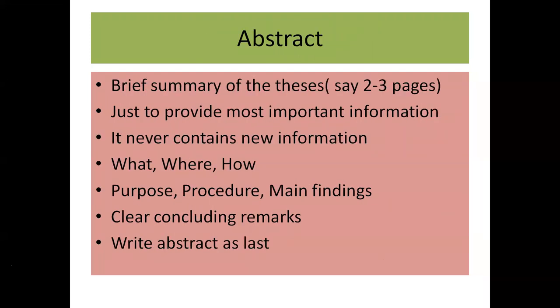I told you that you have to submit an abstract while submitting your thesis. That is important for you. It is a brief summary of the thesis, generally 2-3 pages, providing just the most important information. It should never contain new information. You should not write anything new in that abstract. What you have in your thesis should be reflected there. It is basically on what, where, how: purpose, procedures, main findings, and clear concluding remarks. And please write the abstract at last.